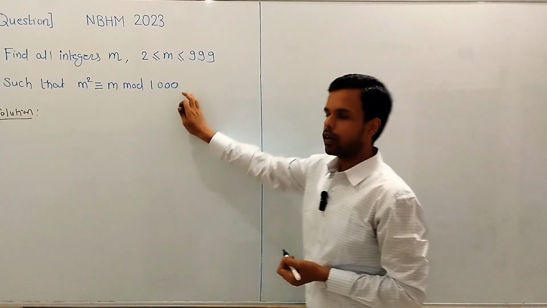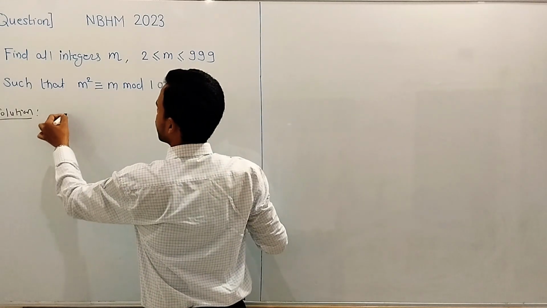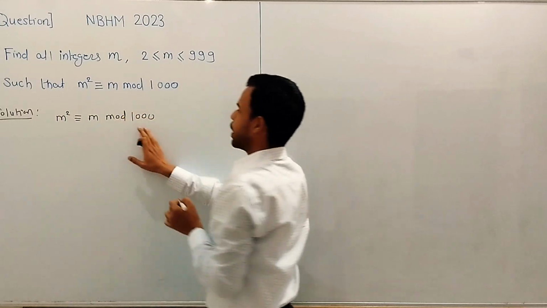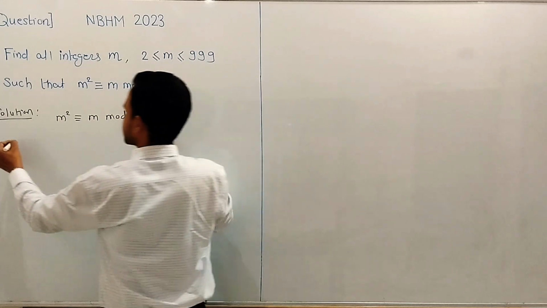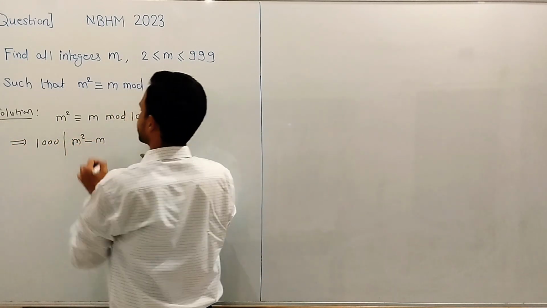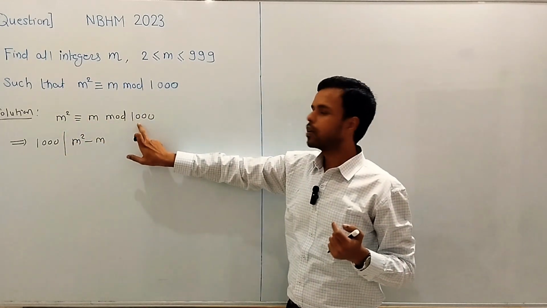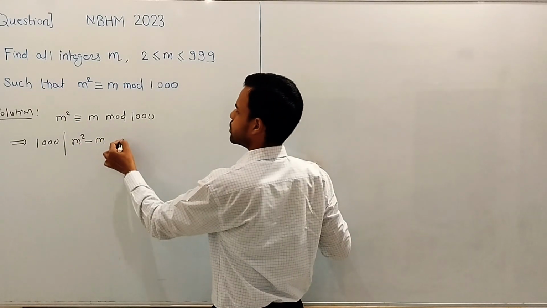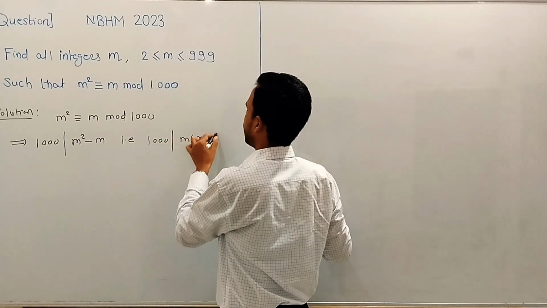So let's solve this question first by using a basic number theory approach. We are given that m square is congruent to m modulo 1000. By the definition of congruence modulo n, this implies 1000 divides m square minus m, because a is congruent to b mod n if and only if n divides a minus b. That is, 1000 divides m times m minus 1.